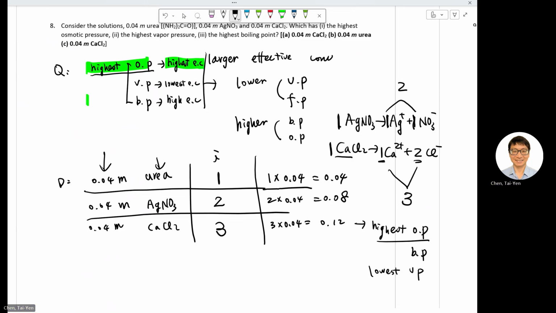The one that is going to have the highest vapor pressure will be the one with the lowest effective concentration, which will be your urea.